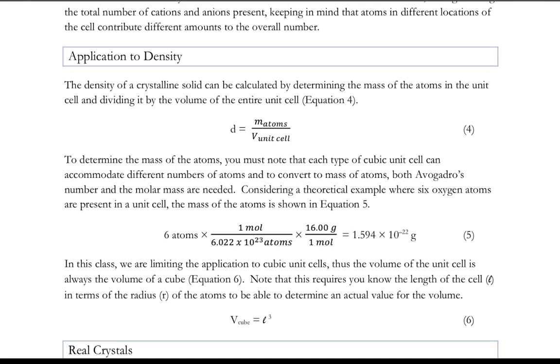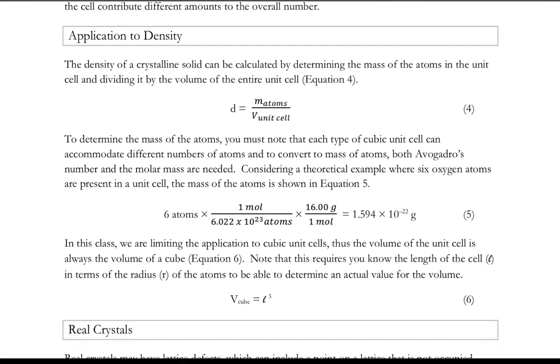And in this class, we are limiting the application to cubic unit cells, so simple cubic, face-centered cubic, body-centered cubic. Thus, the volume of the unit cell is always the volume of a cube. So equation 6 applies. We just figure out what the length is in terms of r, which is in your chapter 10 lecture handout notes. So volume is L cubed. Note that this requires you to know the length of the unit cell in terms of r. That's in the table on page 18 in your chapter 10 lecture handout notes.